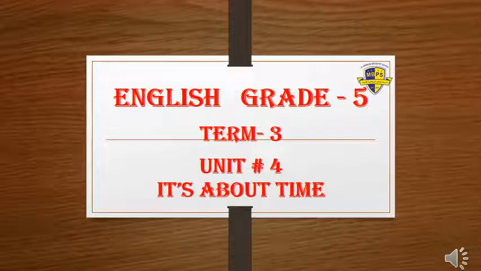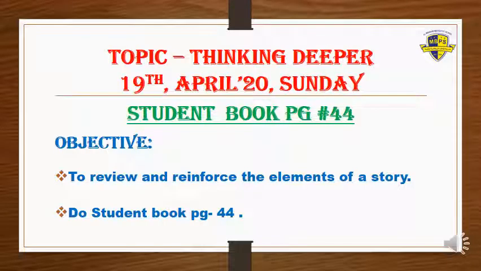This week, students, we will be continuing with our unit number 4, that is, It's About Time. I want you to take out your student book, page number 44. Today, the topic for our lesson is Thinking Deeper. And our objective for our lesson is to review and reinforce the elements of the story. And also we will be doing the student book page number 44 exercise in our copybook.